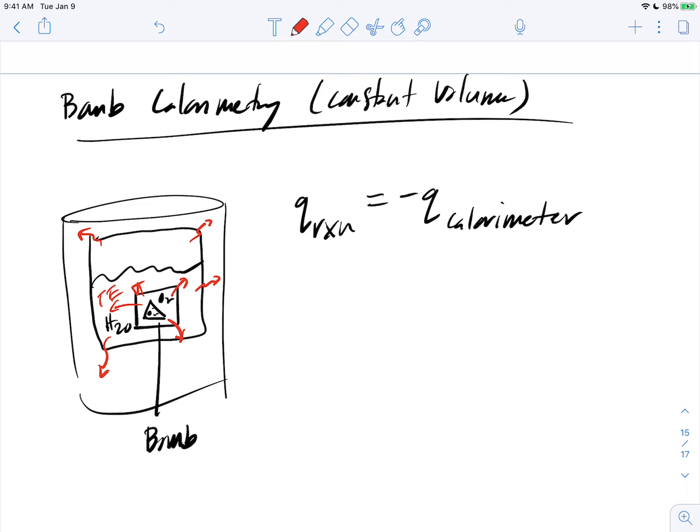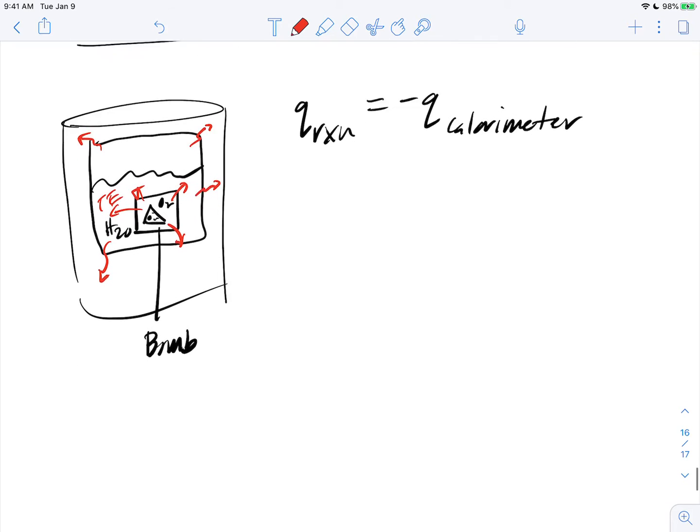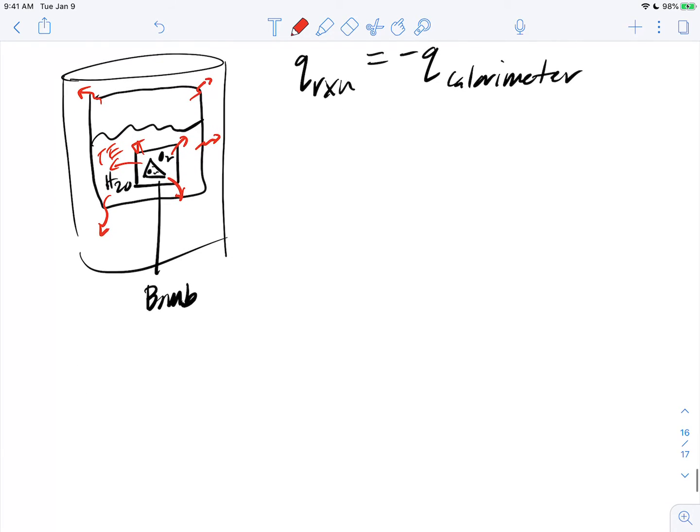That is, how much energy does it take to increase not just the calorimeter, the water in the calorimeter, but the entire calorimeter. And so to do this, I need to explain a couple things. The first is specific heat capacity. So I'm going to compare and contrast.